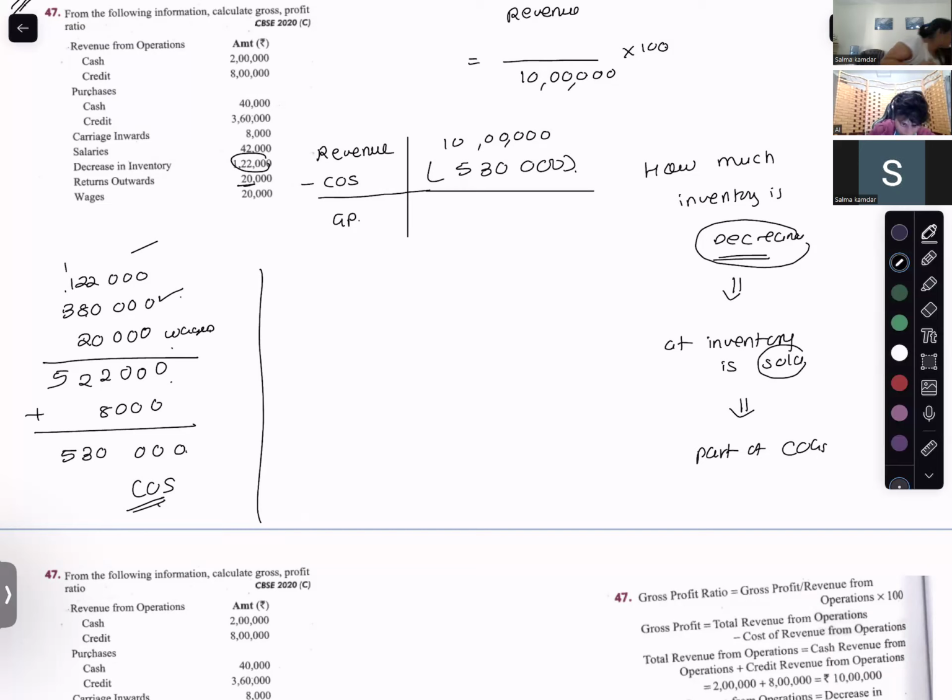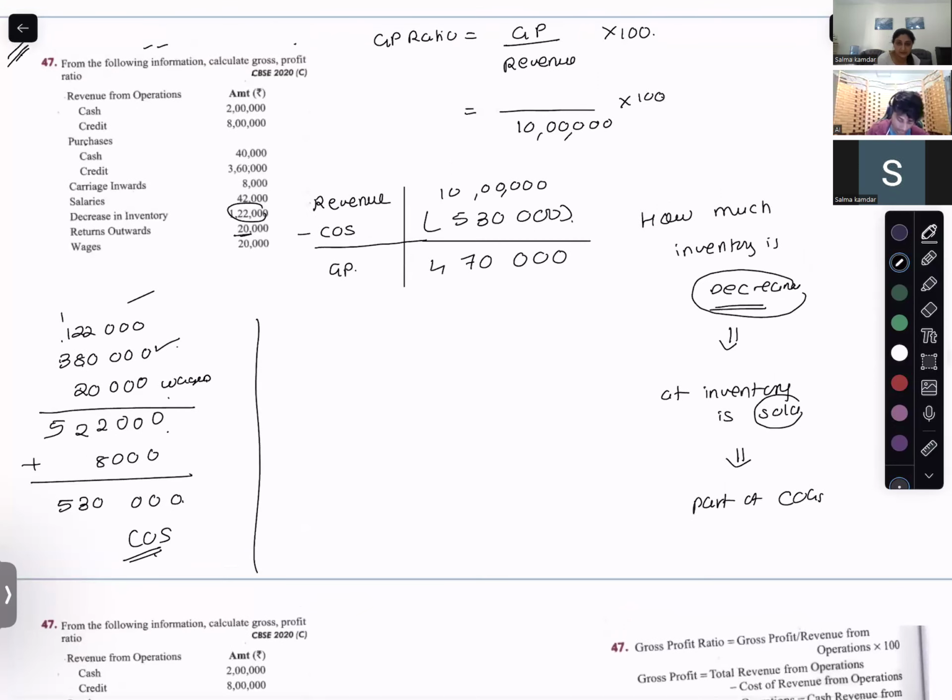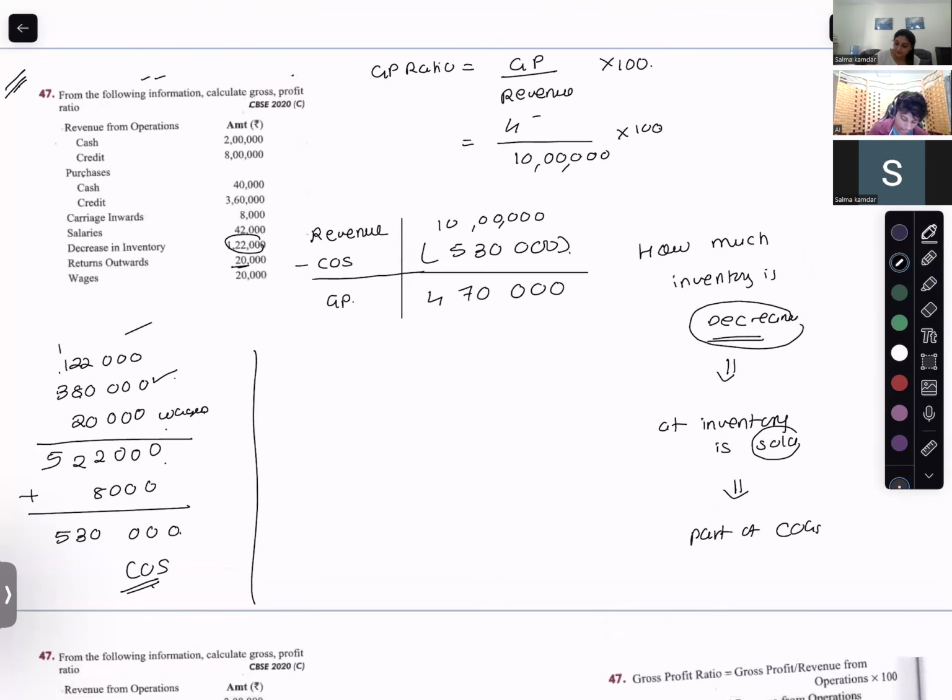Please find gross profit for me. How much is the gross profit? 10 lakhs minus 5 lakh 30,000. 4 lakh 70,000. Now gross profit ratio. Gross profit, 4 lakh 70,000, divided by revenue, 10 lakhs, into 100.